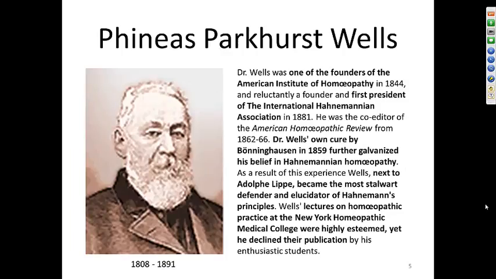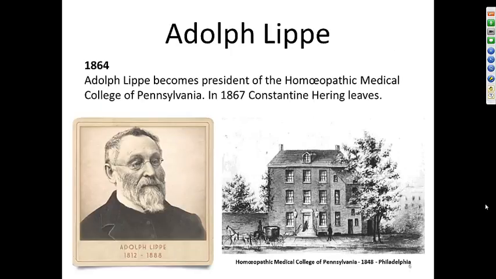Phineas Parkhurst Wells, who was the reluctant first president of the International Hahnemannian Association, documents all these incredible cures with all these different types of diseases throughout his practice of homeopathy. And in 1864, Adolph Lippe actually took over the Homeopathic Medical College of Pennsylvania. The Homeopathic Medical College of Pennsylvania was started in 1848 by Constantine Hering, Jacob Jeans, and Walter Williamson. And when Lippe took it over in 1864, he got the majority share of stocks in the school.